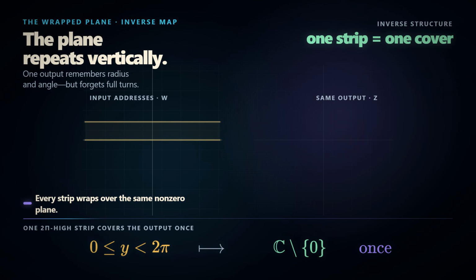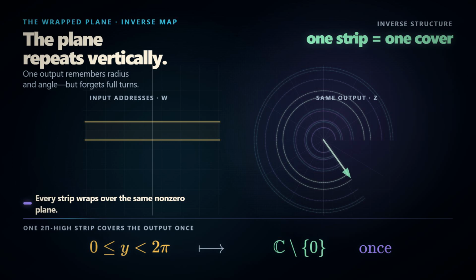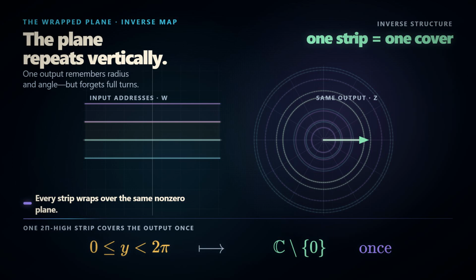Shade one horizontal strip of the w plane from 0 to 2 pi. Watch that strip wrap once around every non-zero point of the z-plane. Lift to the next strip, and it covers the same output. Lower to the strip below, and it repeats. The exponential remembers horizontal position as radius, but it forgets how many complete vertical turns occurred. That lost count is why its inverse cannot return one input.